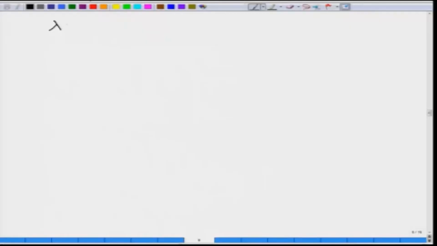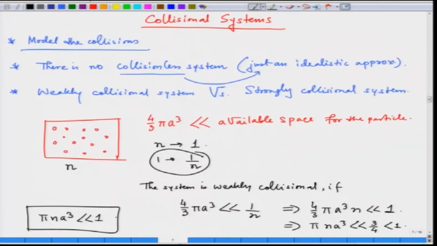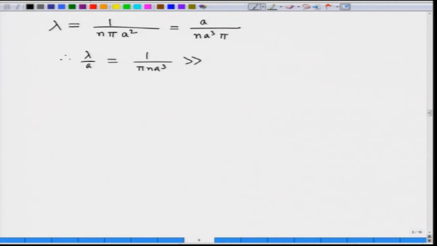And if you remember, a very rough approximation gives a quantitative formula for the mean free path lambda, which is equal to 1 by the number density times pi times a square, where a is the particle radius. Then just by multiplying both numerator and denominator, you can have this, and so lambda by a will simply be 1 by pi n a cube, and as pi n a cube is very much less than 1, lambda by a will be very much greater than 1, because this is 1 by pi n a cube.